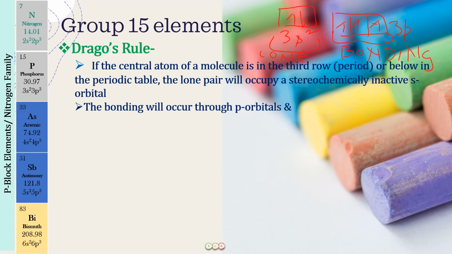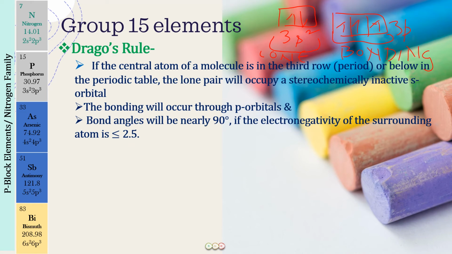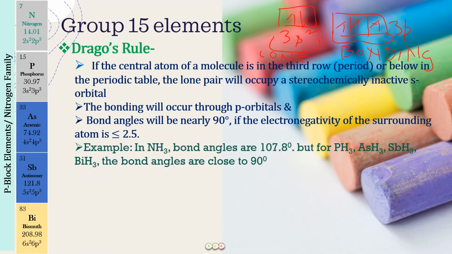But here, hybridization is essentially not taking place. Another important thing which Drago's rule says is that if the electronegativity of the surrounding element is less than or equal to 2.5, then the bond angles are going to be nearly 90 degrees. So this is what we again see in the case of the hydrides also.